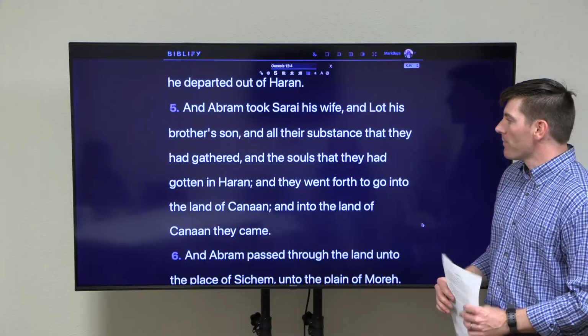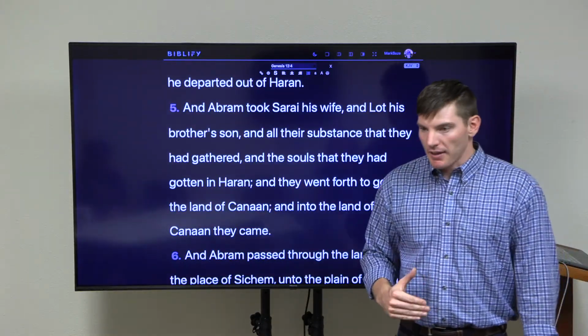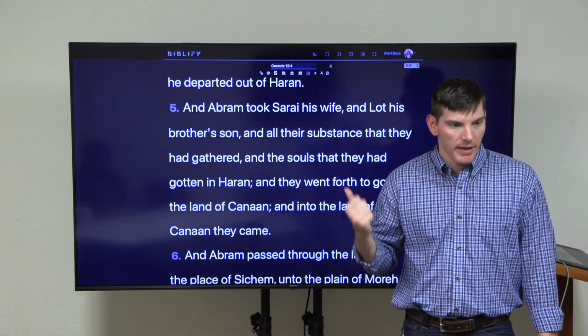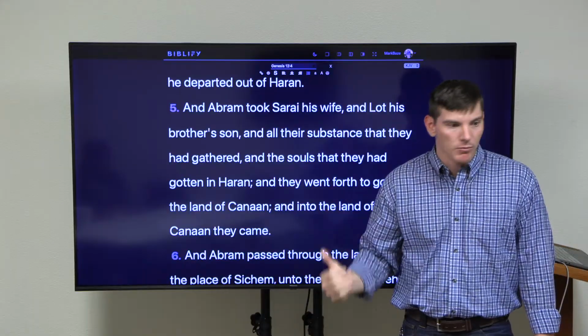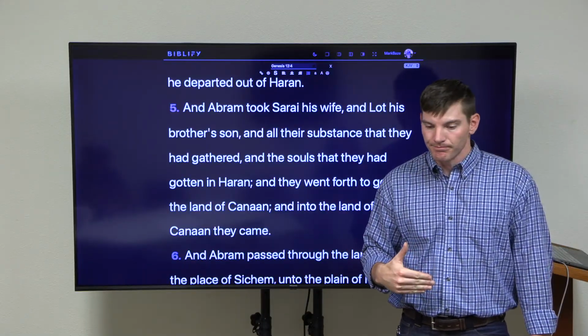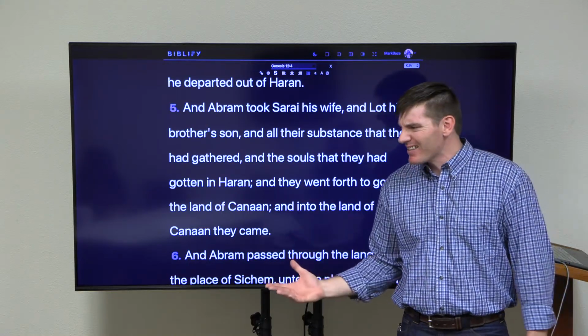What's going on? We have to do a little bit of speculation. I'm going to say I think these are probably in the form of servants, manservants, maidservants that Abram somehow obtained in the days in which he was in Haran. Why would he gain these? And why would he gain substance?